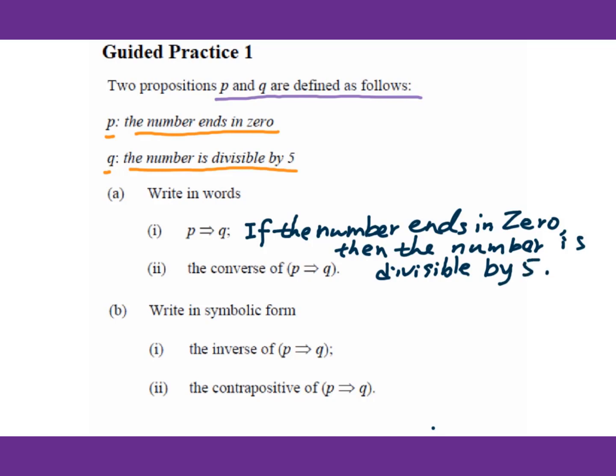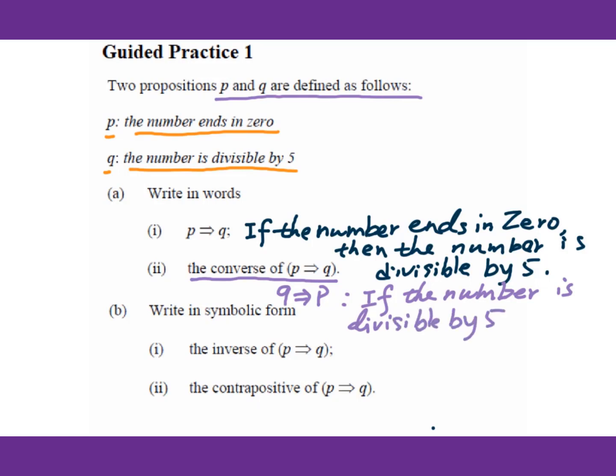For the second one from A, the converse of P implies Q. That means Q implies P. Therefore, if the number is divisible by 5, then the number ends in 0.